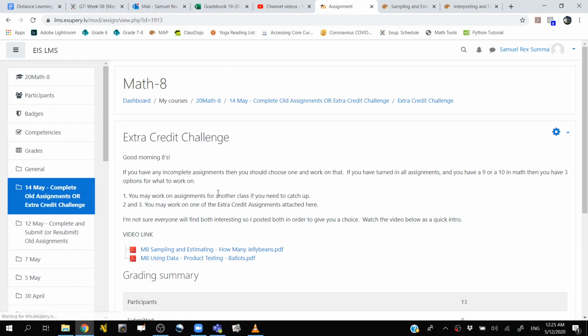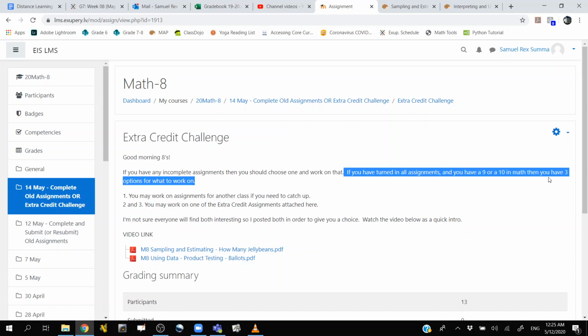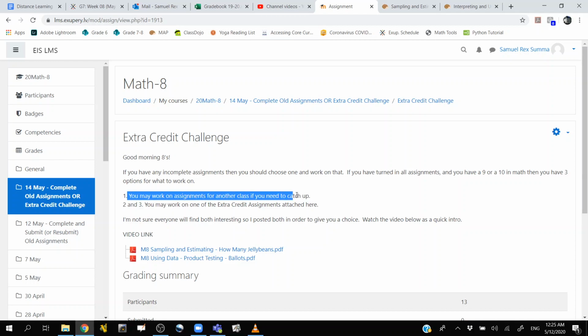But if you have turned in all assignments for math and you have a 9 or 10, then you have 3 options for what you could work on. Option 1, you may work on assignments for another class. That's fine with me. If you are caught up and being a rock star in math, but you need more time in another class, fine. You can go ahead and allocate that time.